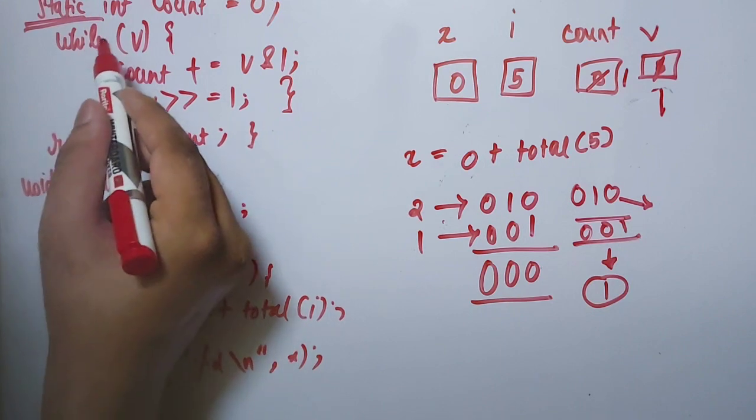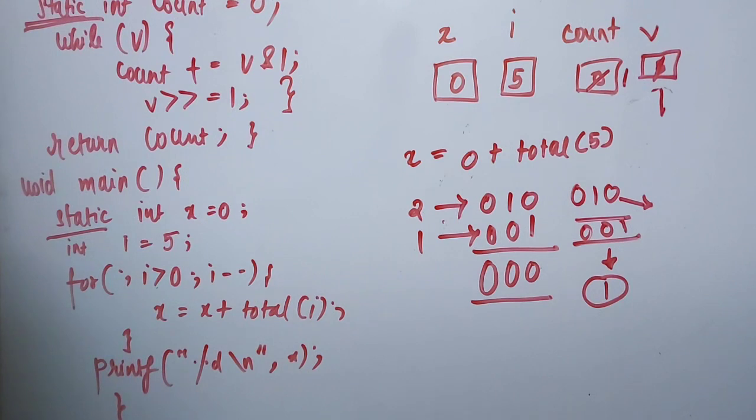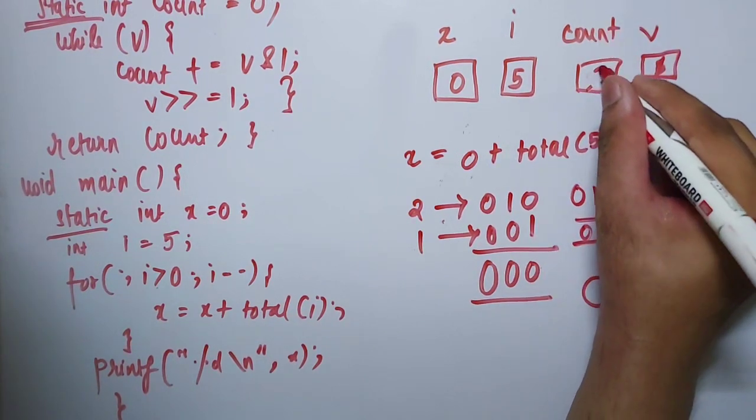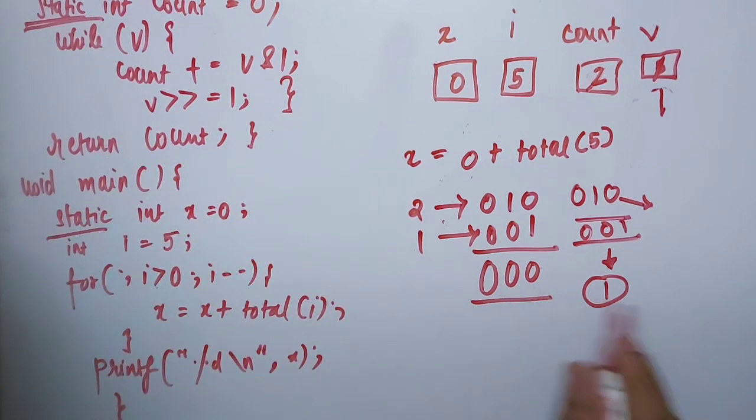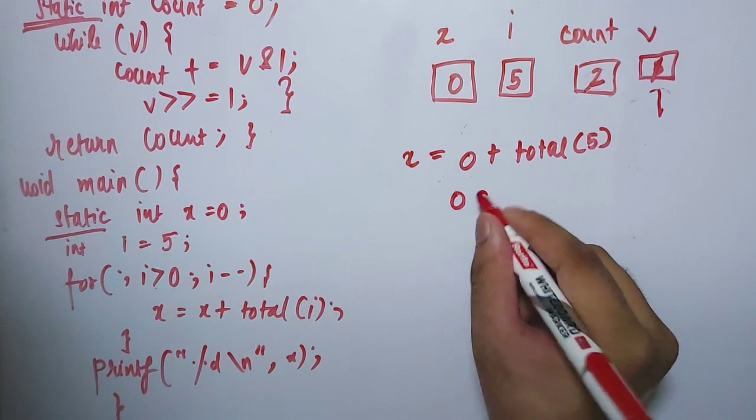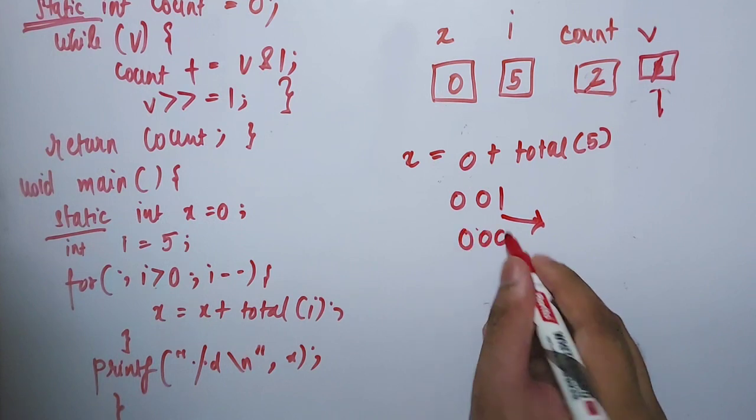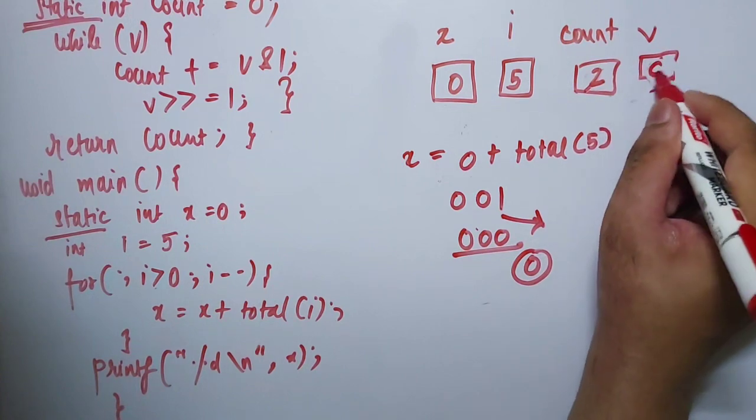Now we see while of 1, its condition is true. Now it will AND 1 and 1. We know that if you AND the same quantities, it will evaluate to true. So 1 and 1 is 1, which is true. So count gets incremented by 1 and it gets value 2. Okay, now they are doing right shift by 1. If you right shift 0 0 1 by 1, the last bit gets discarded, so it is 0 0 0. So v gets value 0.